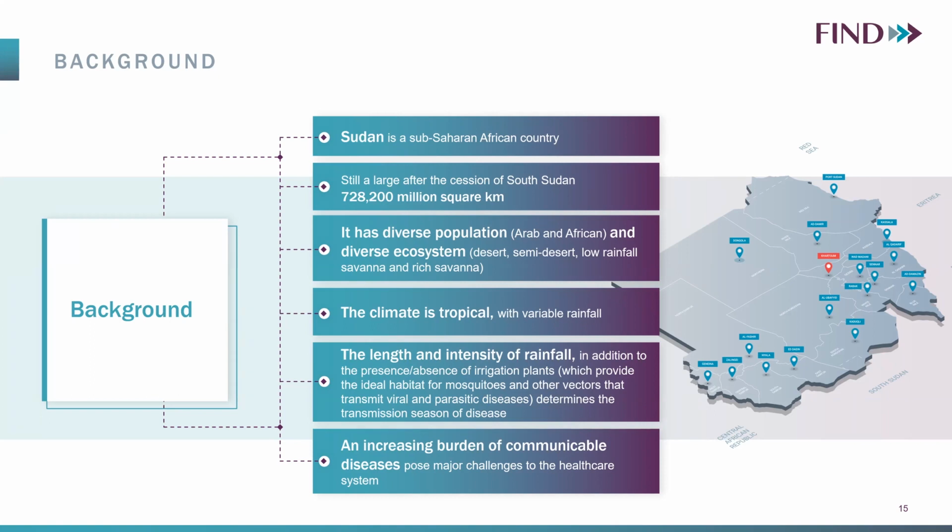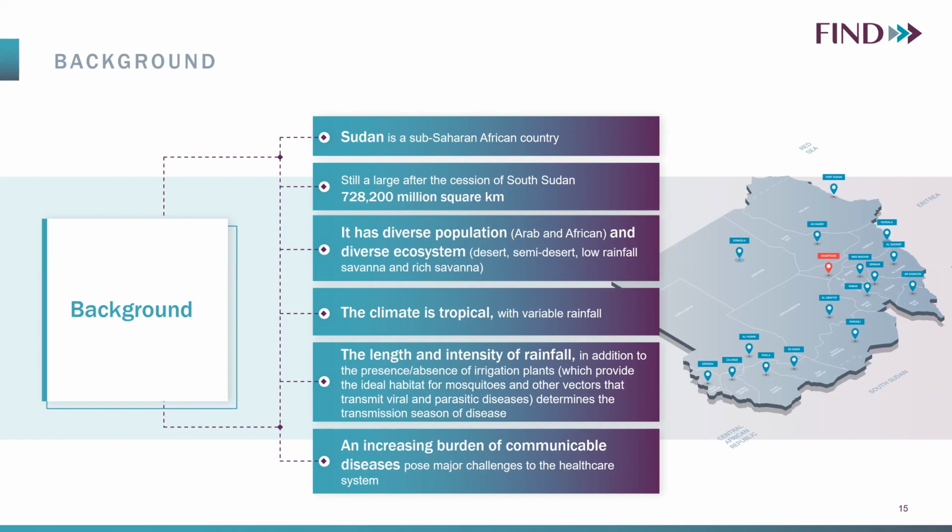The length and intensity of rainfall, in addition to the presence of irrigation plants, provide the ideal habitat for mosquito and other vectors that transmit viral and parasitic diseases, determining the transmission season of disease. In recent years, there is an increased burden of communicable diseases, which pose major challenges to the healthcare system.